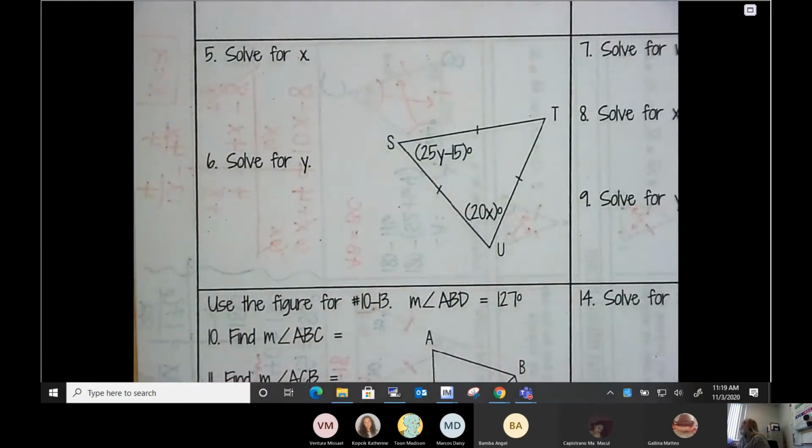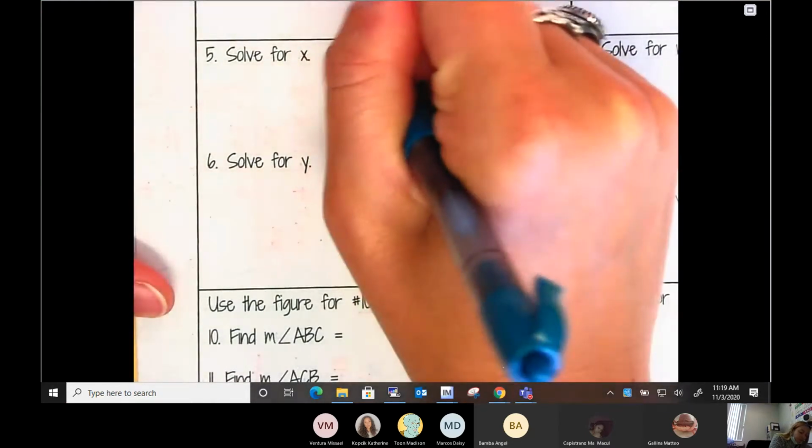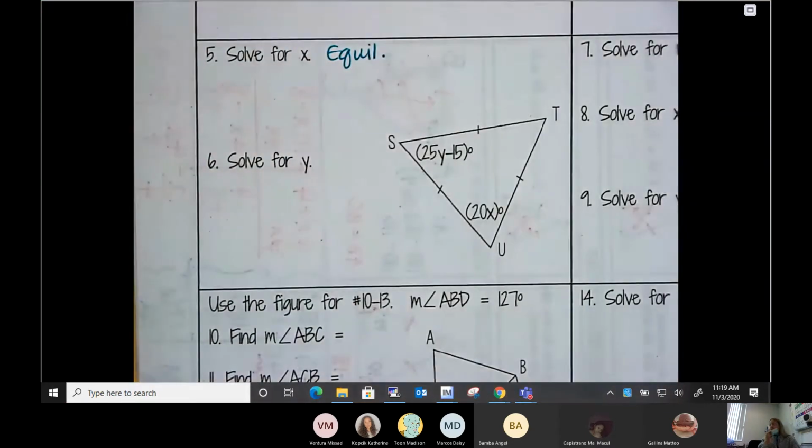So these two go together. What type of triangle is number 5 and 6? Was it isosceles or equilateral? Equilateral. All right, equilateral. So notice that the first thing I always do is decide what type of triangle it is, because that's going to help me set up my equation.